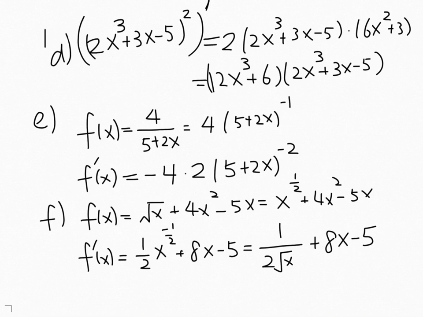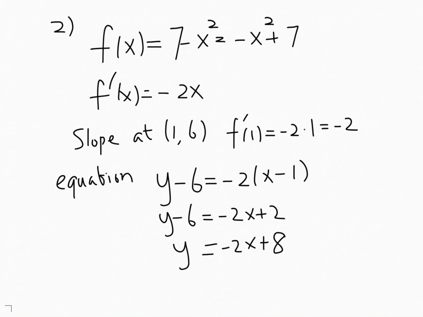Rewriting the square root into x raised to the 1/2 power. So taking the derivative using the power rule, my final answer is going to be 1/2 of x raised to the negative 1/2 power plus 8x minus 5.